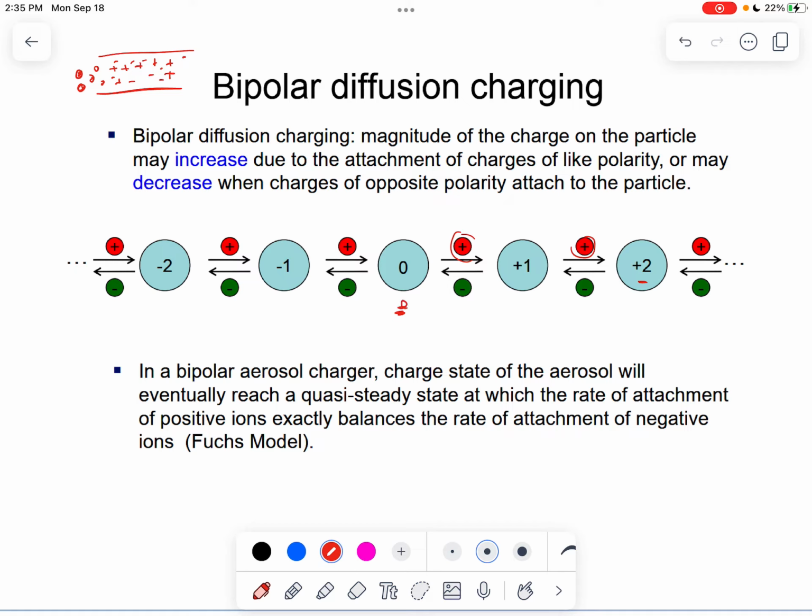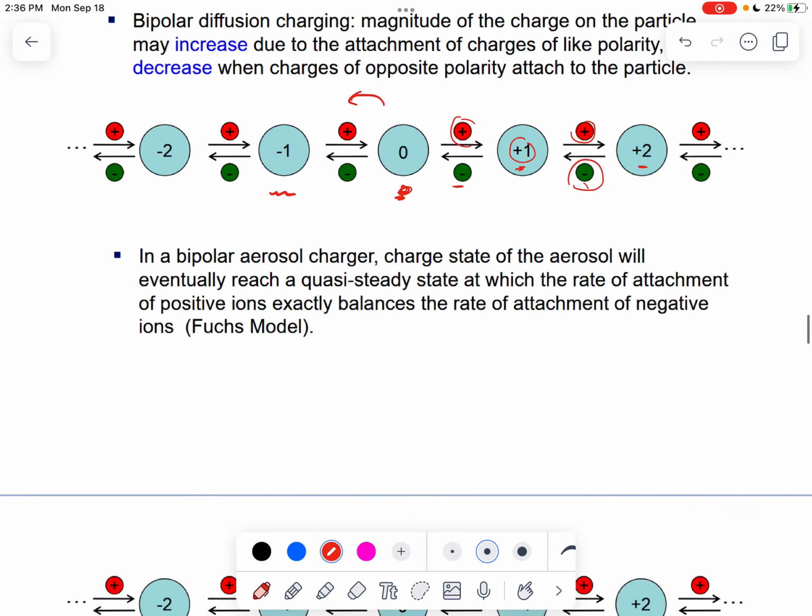But they can also gain in concentration by a positive particle colliding with a negative ion, right? And then this +1 particle can be gained by +2 particles colliding with a negative ion, and so forth. And the same thing happens on the negative charging side, right? So basically, we can try to set up an equilibrium, or a population balance, for particles with different numbers of charges, right?